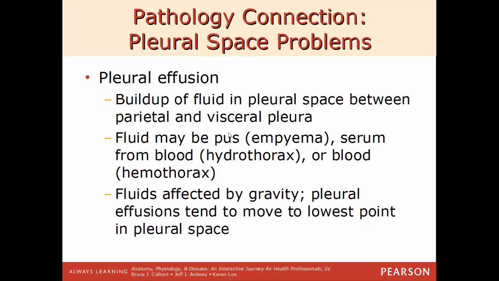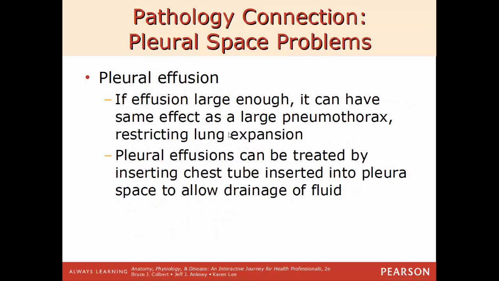Now, the fluids are affected by gravity. So pleural effusions tend to move to the lowest point in the pleural space. If this effusion is large enough, it can have the same effect as a large pneumothorax, which will end up restricting lung expansion. And pleural effusions can be treated by inserting chest tubes into the pleural space to allow for drainage of that fluid.